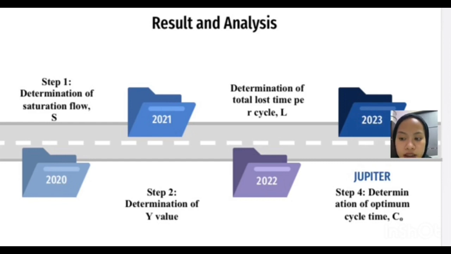And next, for step 4, determination of optimal cycle time, which is C. For the practical capacity Y, we got 0.78, and then we go through the optimal cycle, which is 103.57 seconds. And then next, for step 5, determination of signal setting, and then we got total effective green time, which is 124 seconds.